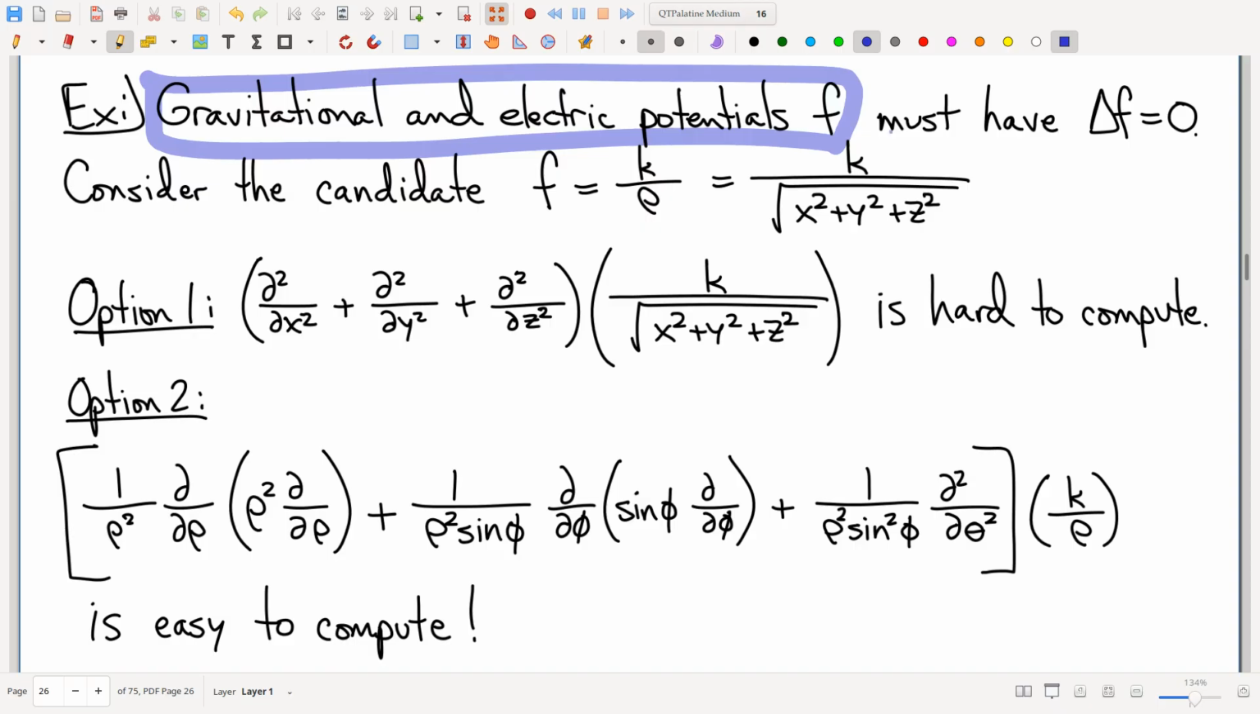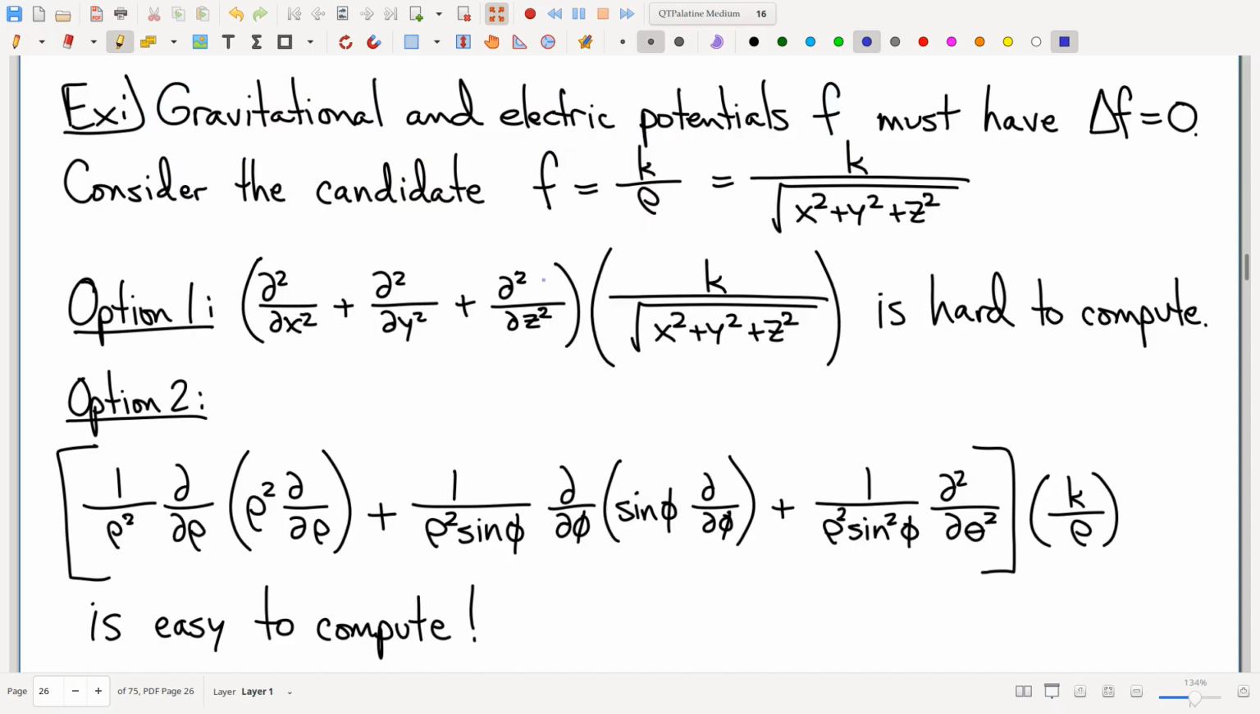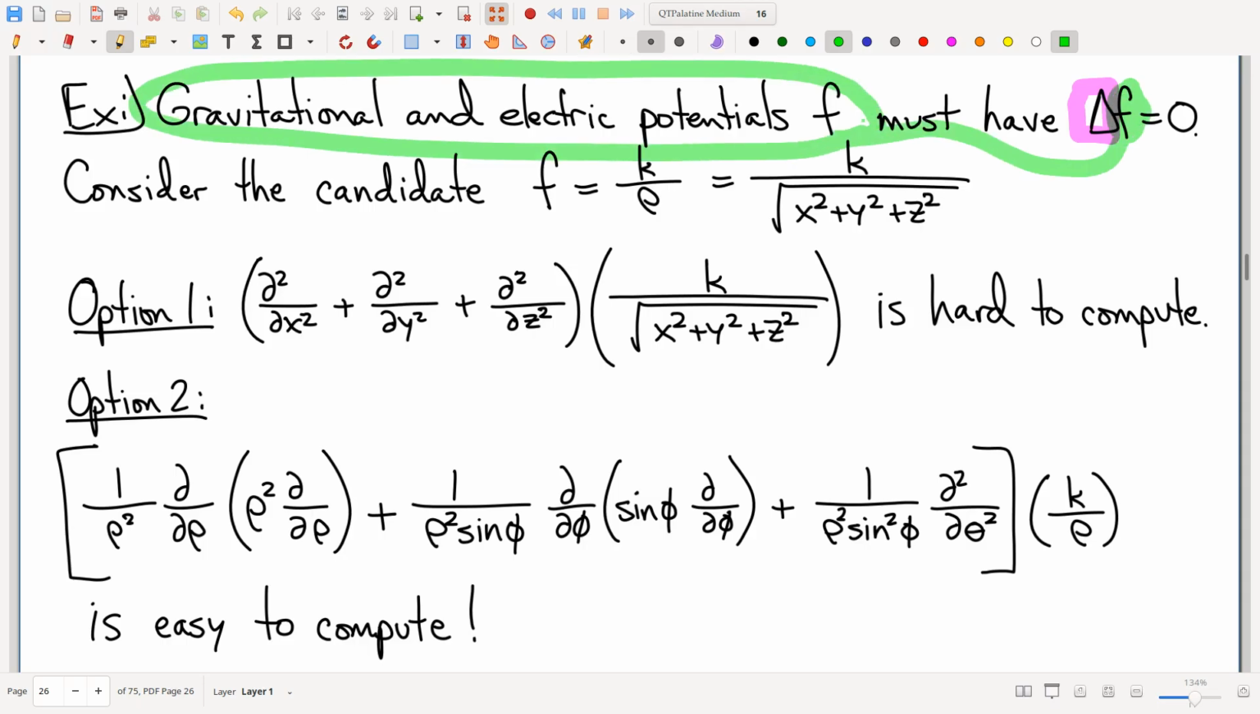So, it turns out these potentials have to satisfy this equation. This is called Laplace's equation. And you'll recognize this is literally just the Laplacian operator. What it says is whatever function you claim is going to be a gravitational or electric potential, the Laplacian of that function has got to equal 0.